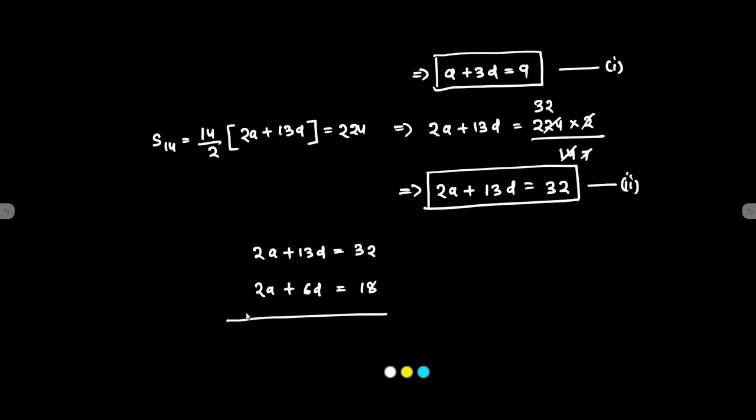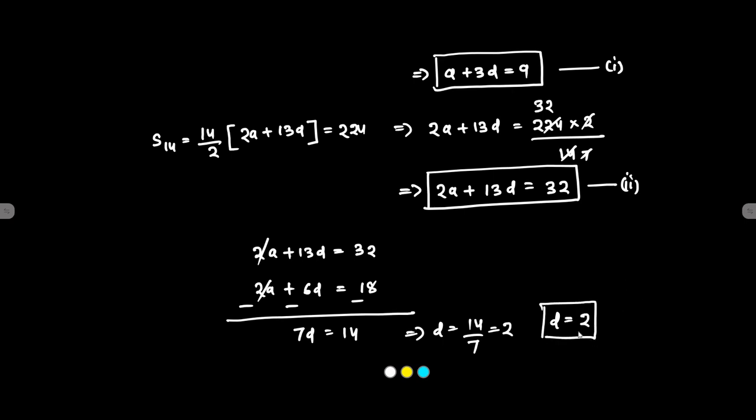Now we'll subtract. 2a will get cancelled, so variable cancellation. 13d minus 6d is equal to 7d, and 32 minus 18 is equal to 14. That implies d is equal to 14 by 7, which is equal to 2. So we have the common difference equal to 2.